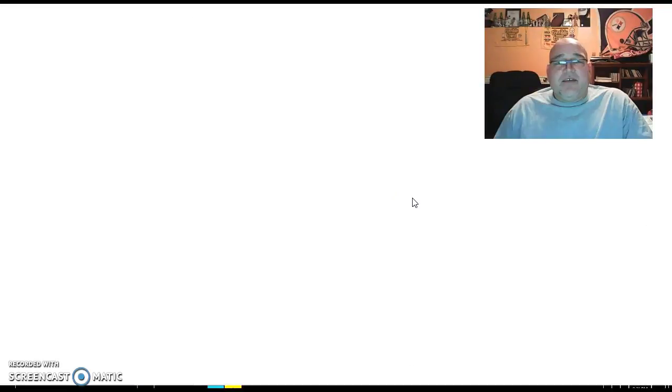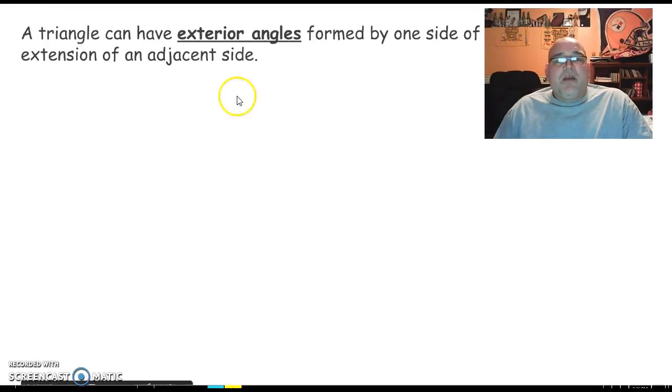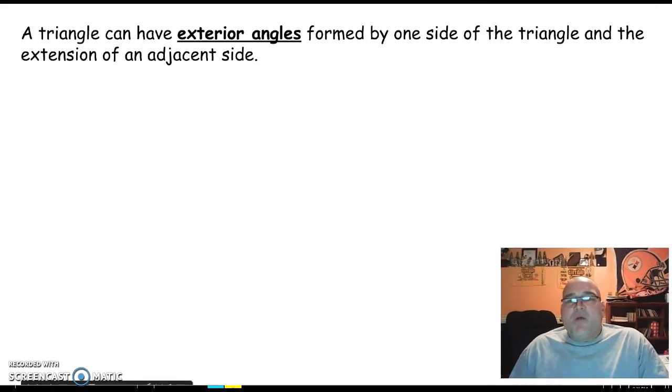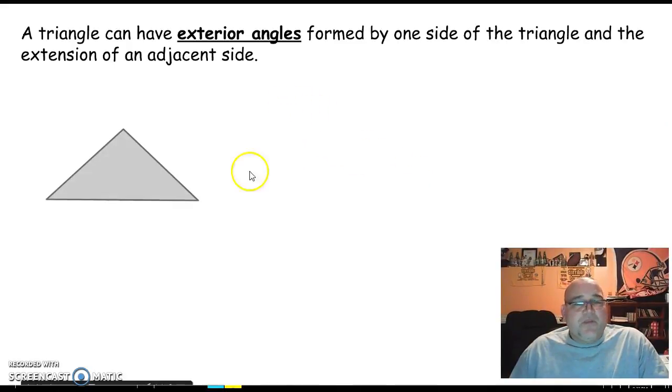Final thought of today's lesson. A triangle can have exterior angles that are formed by one side of the triangle and the extension of an adjacent side. Let me show you what I mean. Here's a triangle. The extension of the adjacent side.